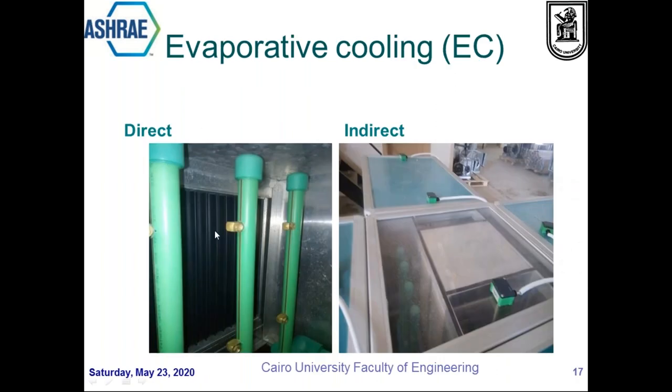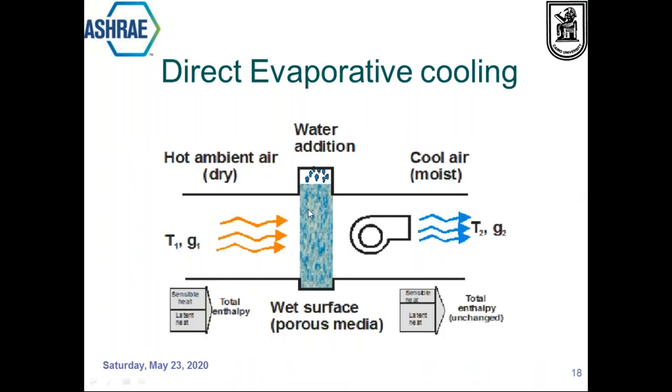For direct evaporative cooling, we spray water into the air, and for indirect we have a heat exchanger made of plastics or aluminium, where you can obtain effective cooling. In a sketch, here you have the hot ambient air, then the water spray in the direct way. We spray water into the air directly, and as a result we get cooler air, but moist. It has a higher content of humidity.